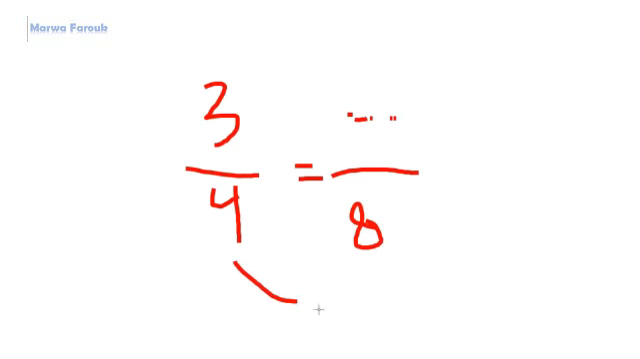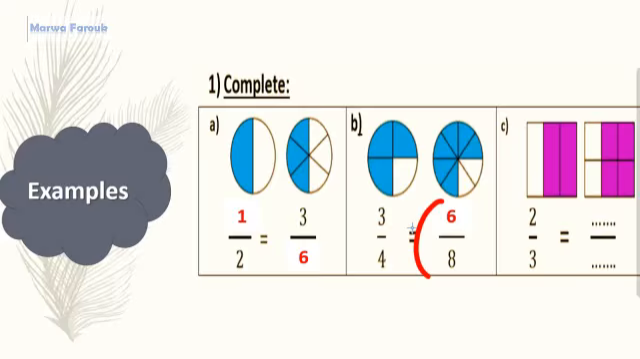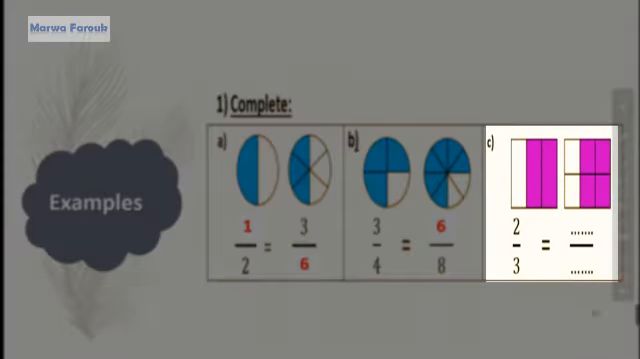So I will say, 4 times what equals 8? Who can tell me? We will make times or divided by? We will make times. Why? Because 8 is greater than 4. So I'm going to multiply. 4 times what equals 8? Times 2. And as we said, whatever I do to the bottom, I have to do with the top. So it will be 3 times 2. And 3 times 2 equals what? 6. Excellent. So we got 6 over 8, and that is the same answer we got here, 6 over 8. Okay, let's make the last one here.